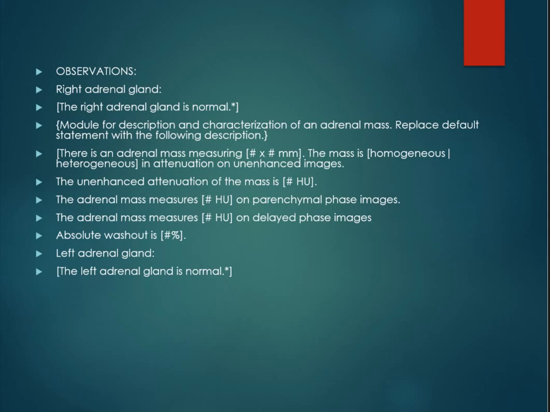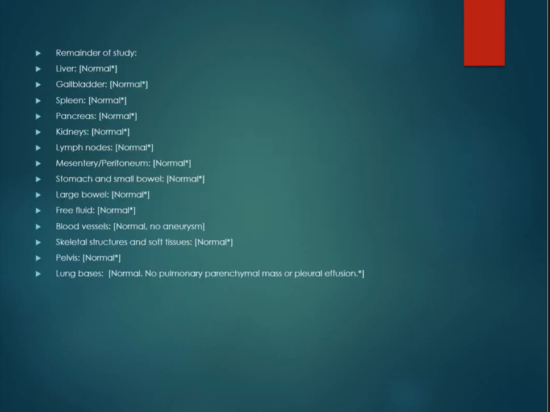The observations are this and this: the right adrenal gland is normal, while you should describe the characteristics of the adrenal mass, replacing the default statement with the following. For example, an adrenal mass measuring this by this millimeter, the mass is homogeneous or heterogeneous in attenuation on unenhanced images. The unenhanced attenuation is this. The adrenal mass measured this on parenchymal phase images. The adrenal mass measured this on delayed phase images. The absolute washout is this percent. The left adrenal gland, the same thing you report, or you can say the left adrenal gland is normal.